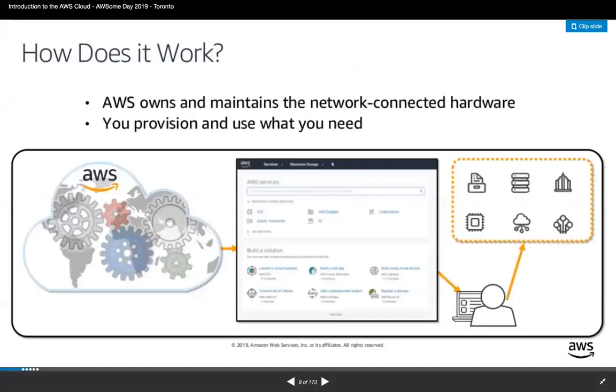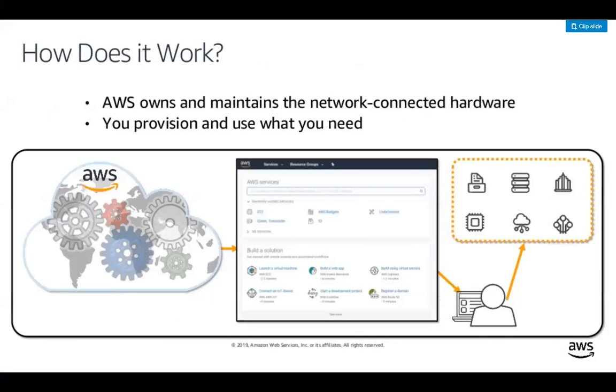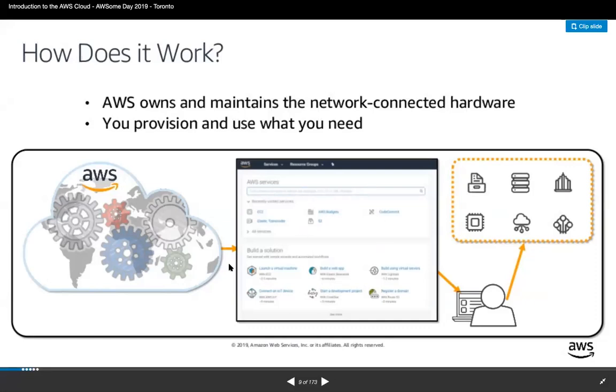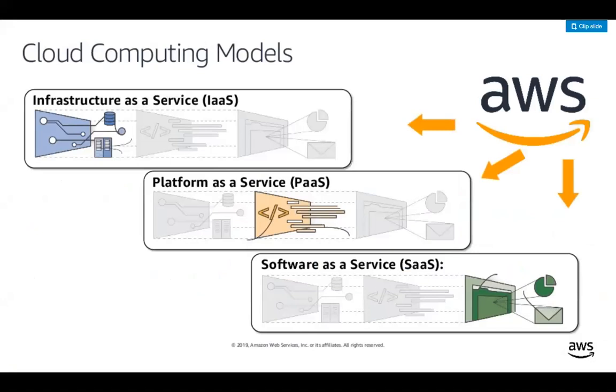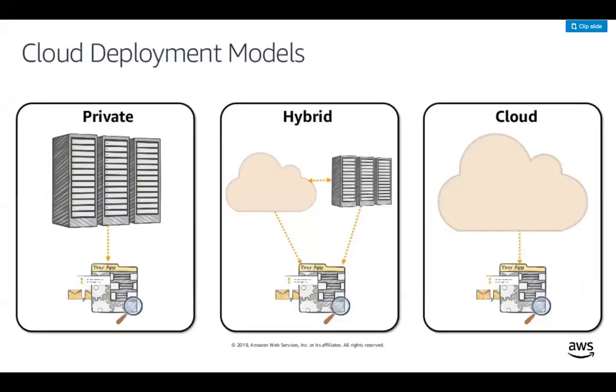And so how does it work, right? In this case, AWS owns and maintains the network connected hardware, and you provision and use only what you need, right? So as a user, you open the website, the web application of AWS, subscribe to it, and you can start provisioning and start using it. And these are the three different models that we spoke about. AWS supports all three different models. We will see what those services are that are there in AWS.